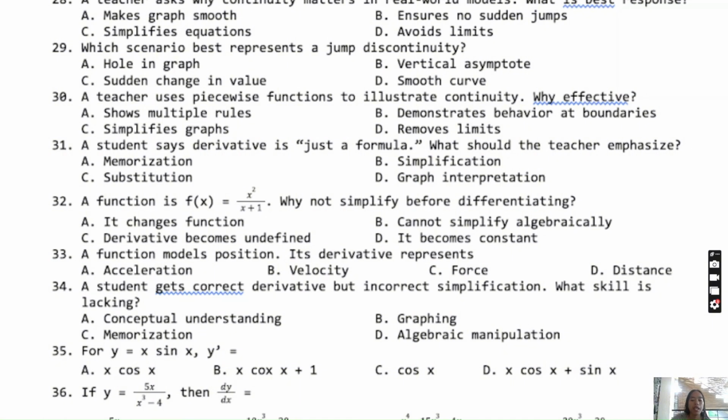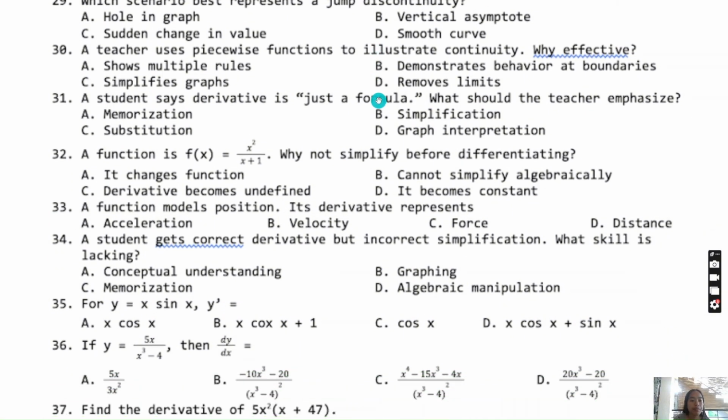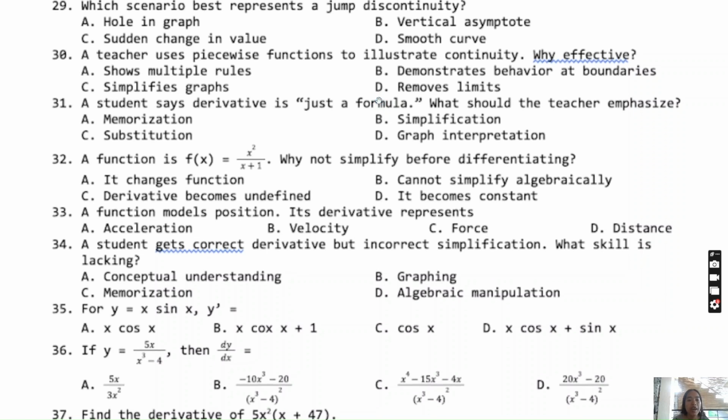So in number 29, which scenario best represents a jump discontinuity? So number 29, our answer is letter C, sudden change in value, because a jump discontinuity happens when the function suddenly changes from one value to another. This creates a gap between the left and the right limits.